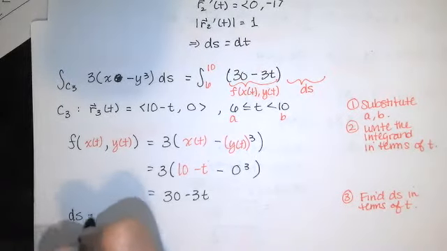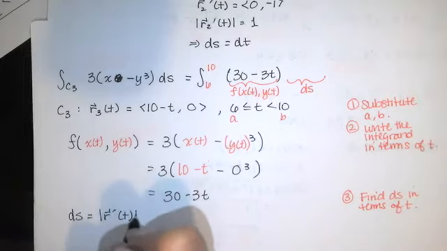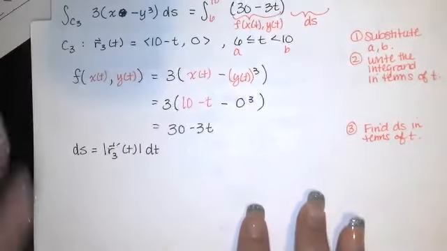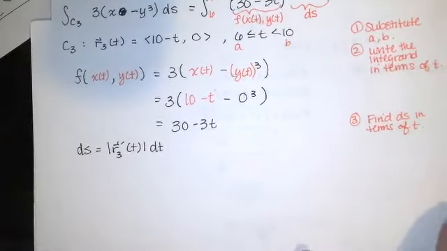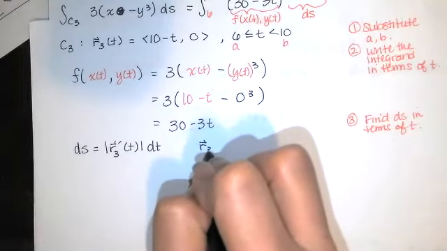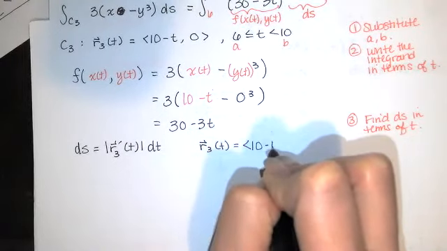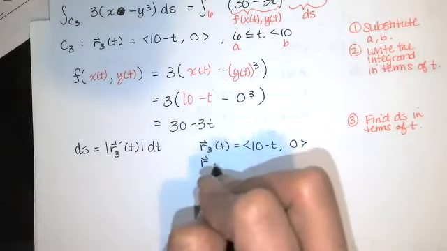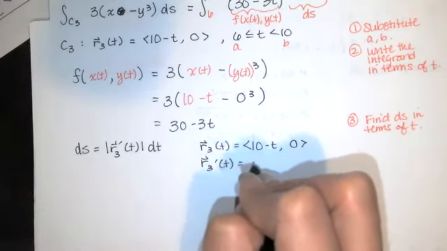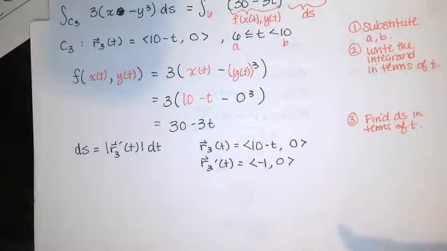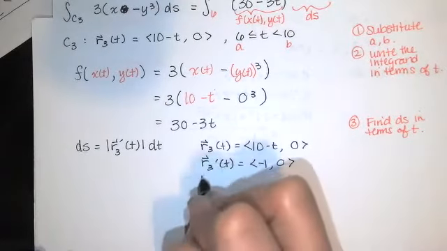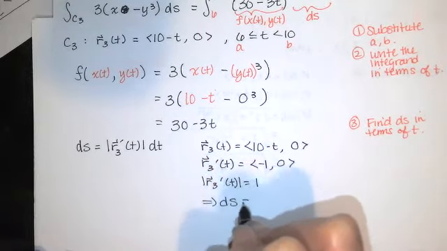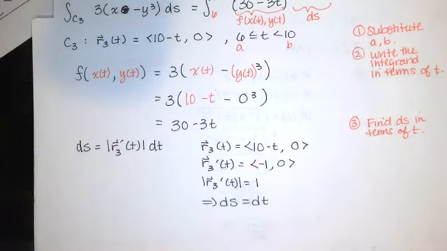And ds is pretty easy. It's just the magnitude of r prime of t times dt. And we'll use r sub 3 because we're on our third piece of our piecewise smooth curve. R sub 3 was this very simple linear parametric function. When I take the derivative, I just get -1 times i hat plus 0 times j hat. Not much going on there. Obviously, the length is 1. So ds equals dt again, because we're going 1 unit per unit time.